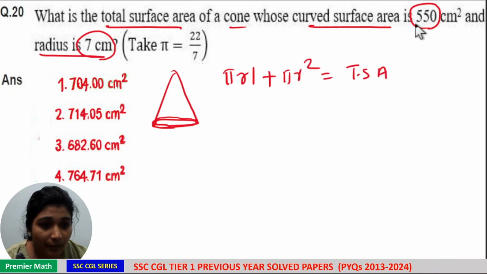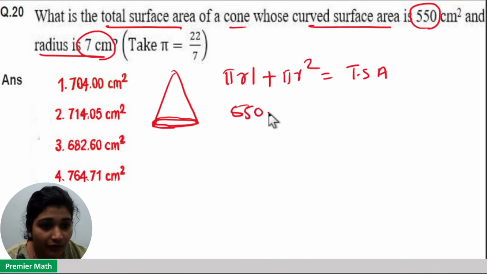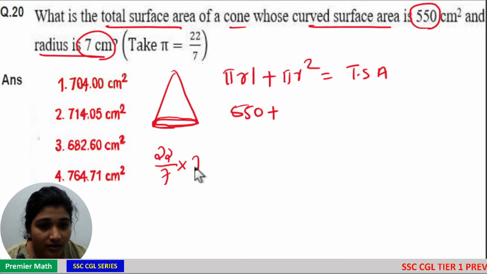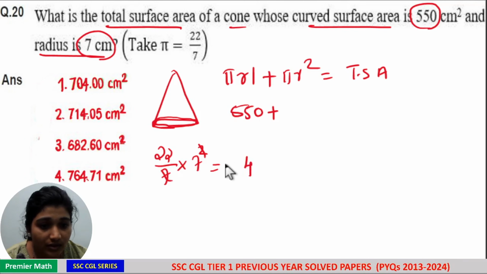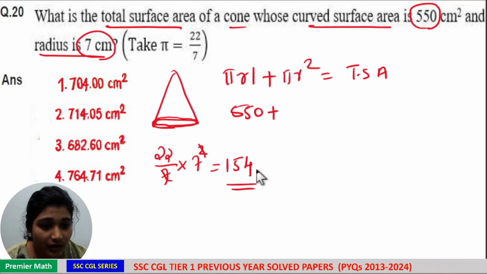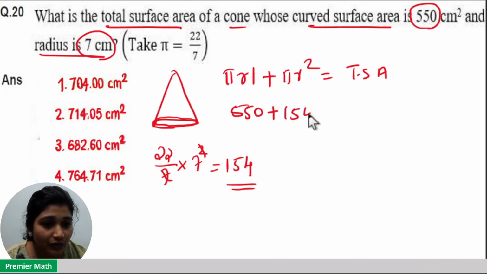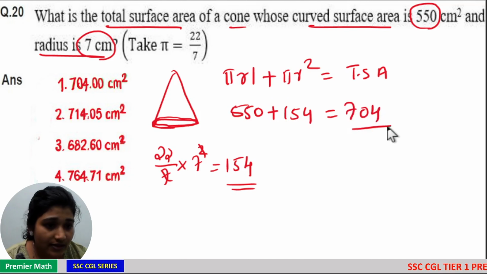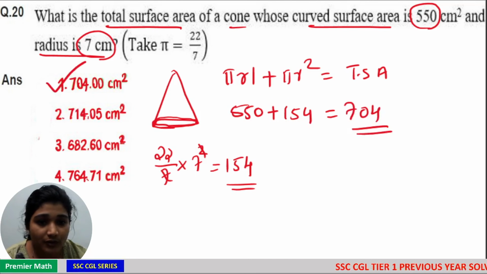Now pi RL is given as 550 and we have to find pi R square. Pi R square means 22 by 7 into R square, which is 7 square. So 7 cancels, 22 into 7 is 154. So 550 plus 154 is equal to 704. Option 1 is your answer.